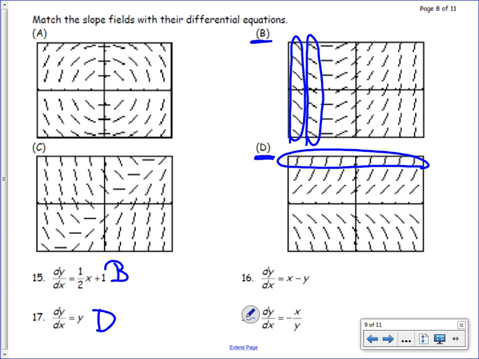And then to match up the other two, I would just pick a point and see if it works. Like for A, we could pick (0, 1) and see if it works. So if x is 0 here, we'll get 0 minus 1. Well, that would equal negative 1, but this tangent line has a slope of 0 because it's horizontal. So let's see if it works down here. Here we'd end up with negative 0 over 1, and that would equal 0. So it certainly looks like this one matches up with A, and then this one would have to match up with C. Okay?